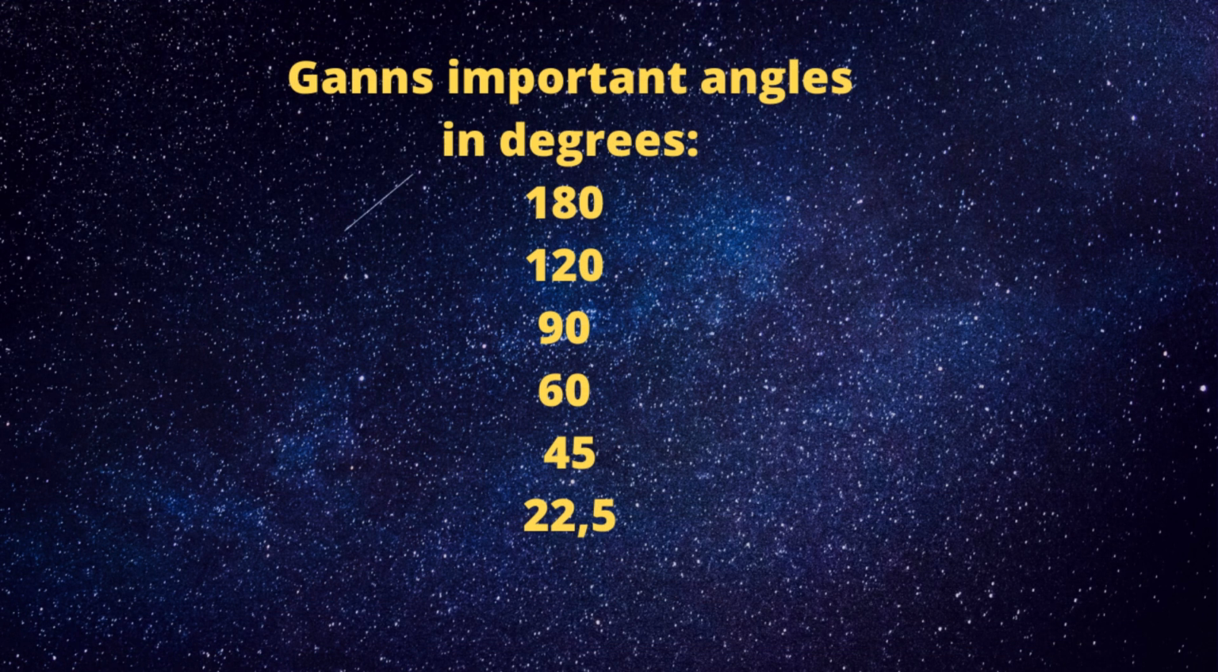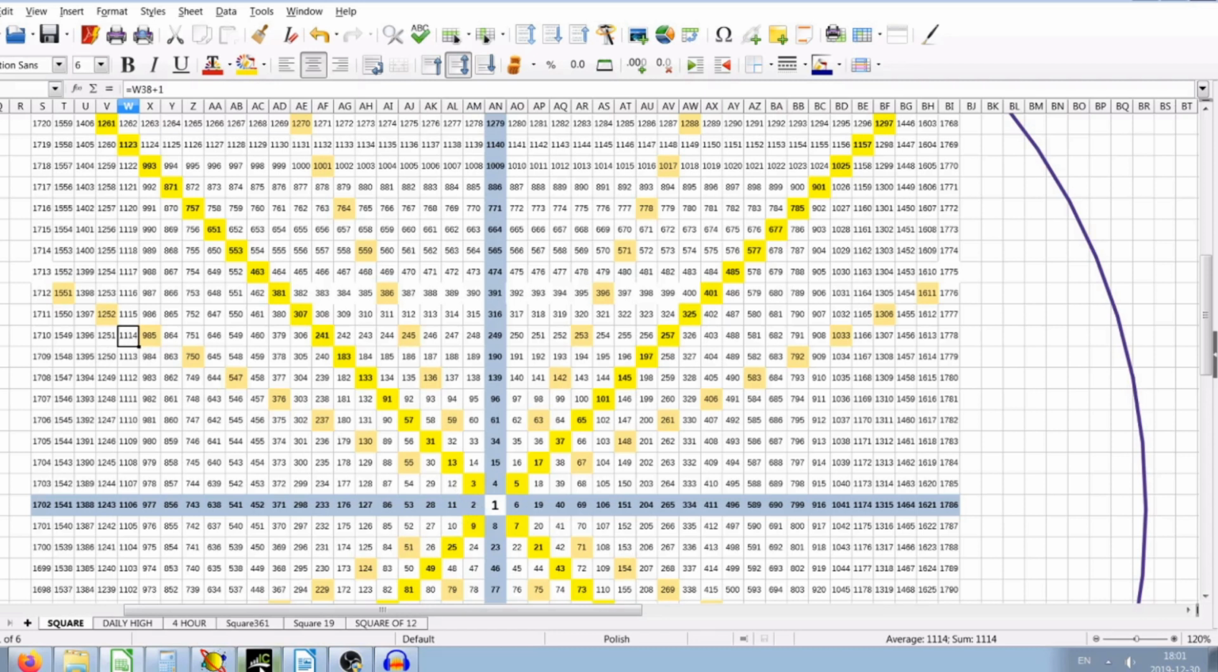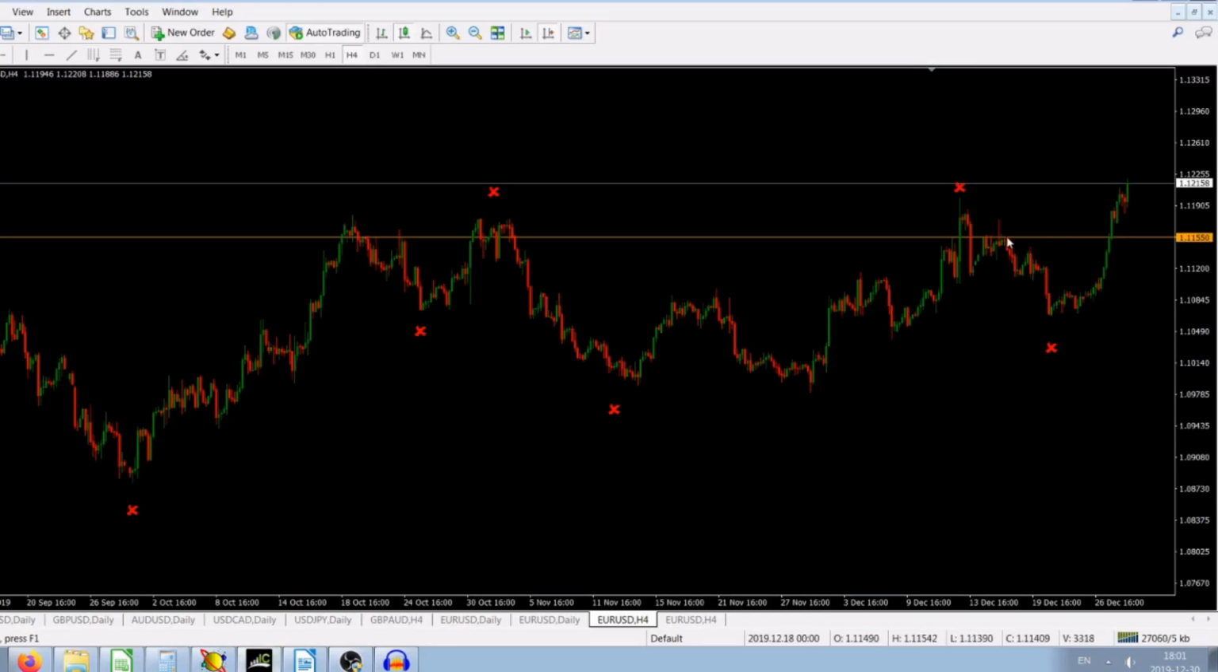Again, WD Gann used to divide the cycle, I mean the whole circle, first dividing in 4, he got 90 degrees, dividing in 8, he had 45 degrees, dividing by 16, so two octaves, it's 22.5 degrees. So here the market stopped for a while.